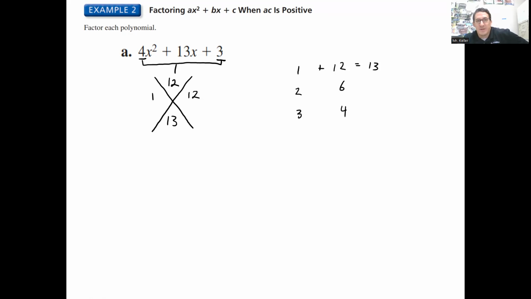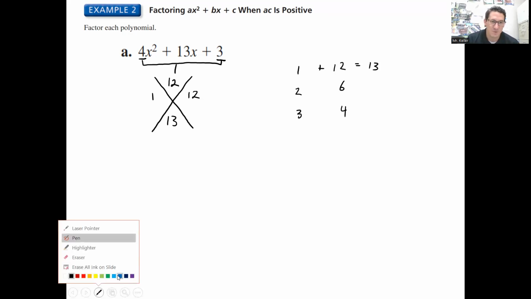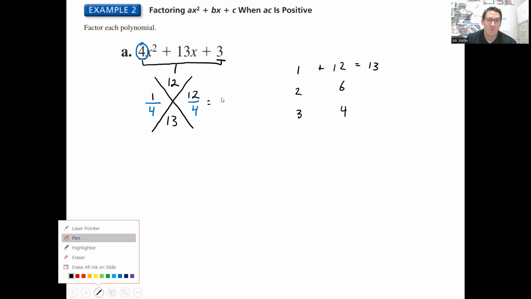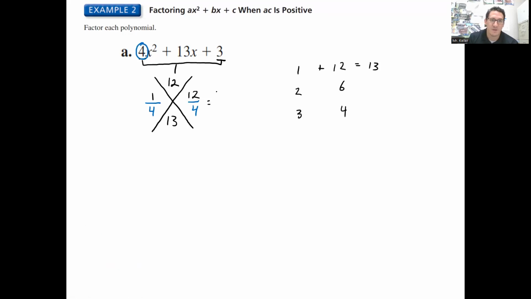Here's the next step. Since we didn't just put the 3 on top, that's normally what we do, right? We put 4 times 3. To get the sides, we need to divide back out by that 4. Since we multiplied by 4 to get the top, we got to divide it back out. So we're going to take that 4 and divide out the 4, and then I'm going to reduce where I can. That 1 over 4 doesn't reduce. 12 over 4 reduces to 3 over 1.